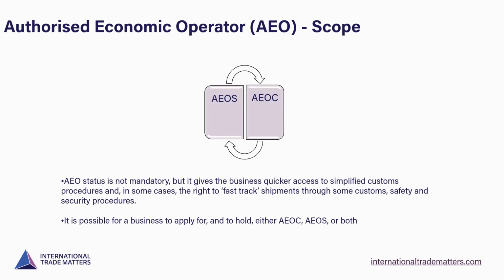We have a delay, but customs have promised us that when an application is in, once all the paperwork has been received by HMRC, they will take 120 days to make a decision on whether or not you will reach the required spec. So it is possible for a business to apply for both AEOC and AEOS. Why would they do that? I don't know, because it will all depend on a review of your current processes and what position you have within the supply chain.